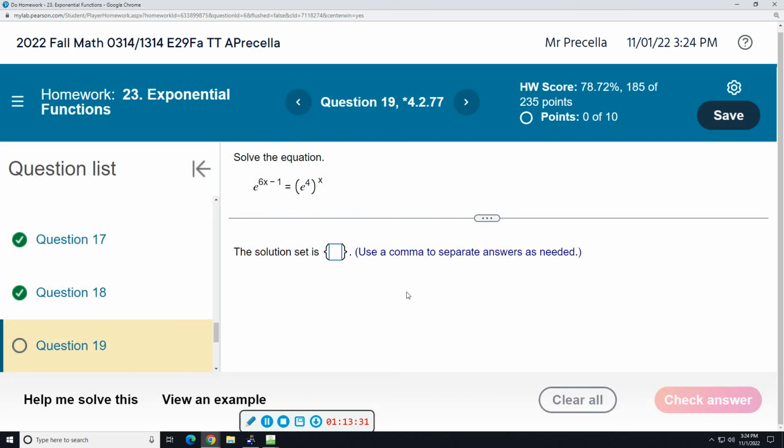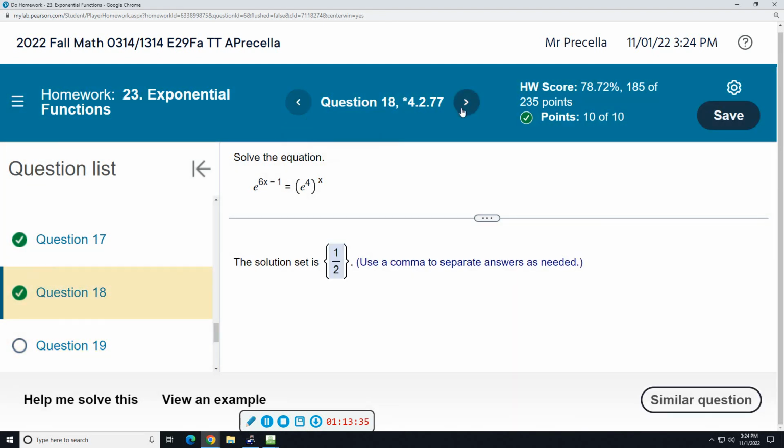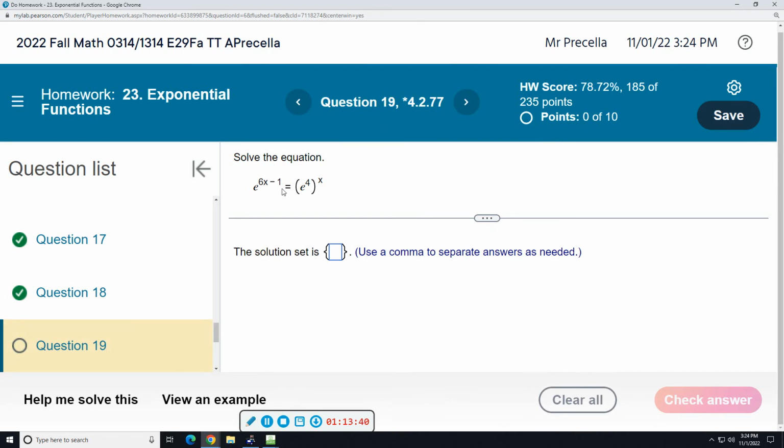Okay, so I think it's the exact same. Okay, well, hopefully that happens for y'all also. 18 and 19 are just the exact same type of problem, and it generated us the same one.